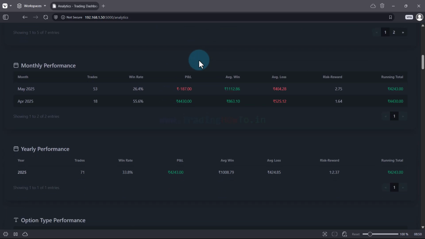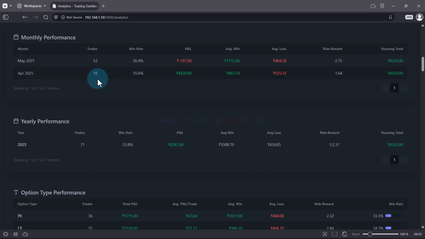If you go to the monthly performance, in April I have taken 18 trades, 55% is the win rate, and I have made a profit of around 4,430. May, 53 trades, 26% win rate, around 200 rupees loss. At one time I was around 5,000 rupees profit in the month of May. But after that, in the last 2 weeks, I lost all the profits. Right now I'm at around 200 rupees loss. This is after including all the brokerage and other charges.